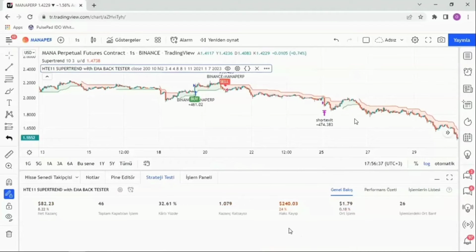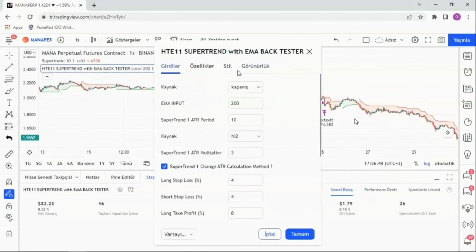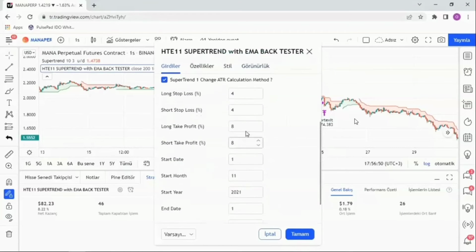When we go with 1 to 2 risk and reward ratio, our success rate is 32% and we are making around 8% profit. Now let's check 1 to 5 risk and reward ratio. I will change the take profit to 20.